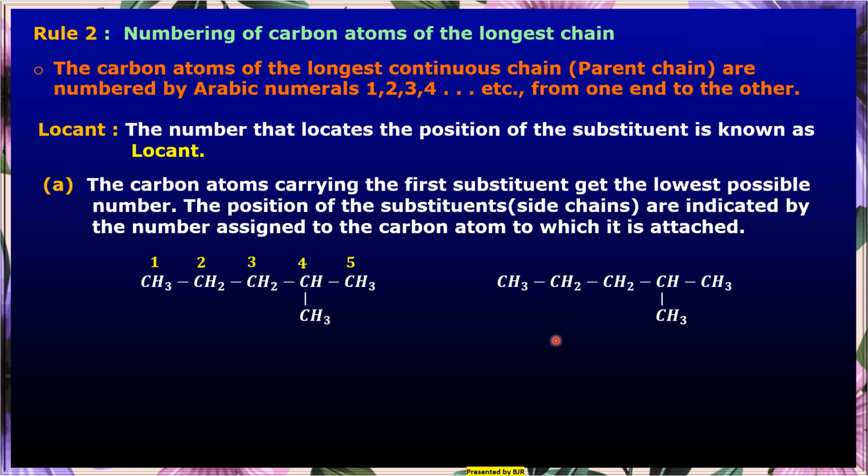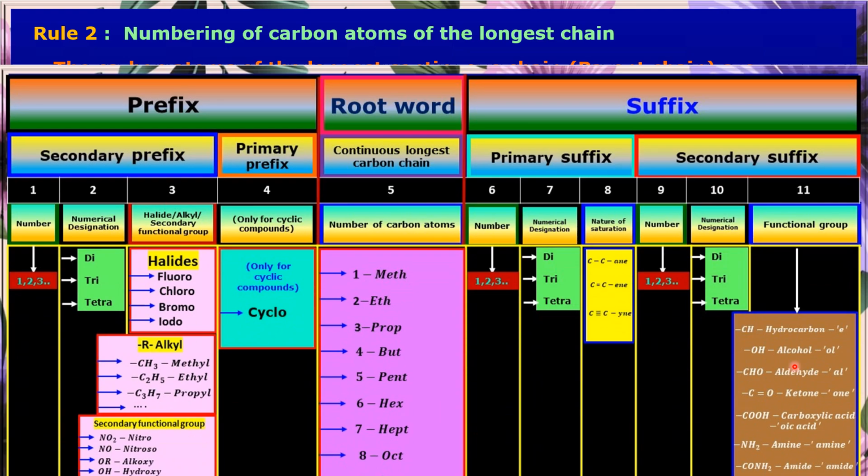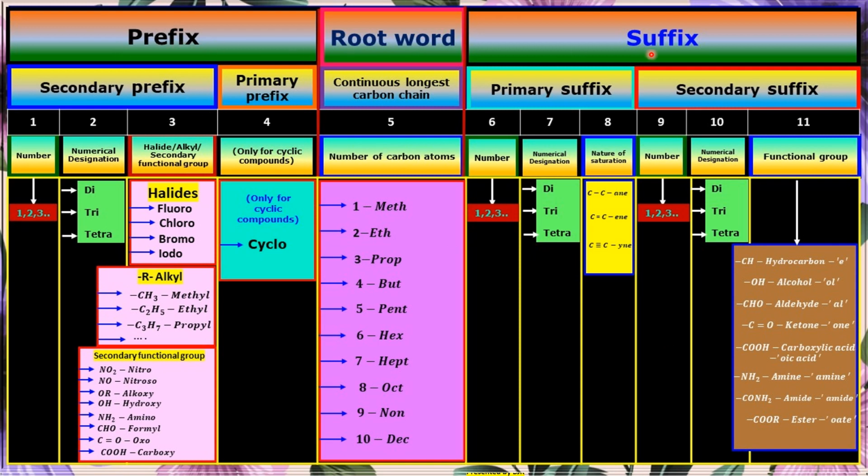And if I assign the numbers to the carbon atoms from right to left like this, the locant is 2. Okay, so if only one substituent is there, the carbon atom to which it is attached should be given the lowest possible number. So this is the wrong numbering and this one is the correct numbering. Okay, and this is the complete structure of IUPAC.